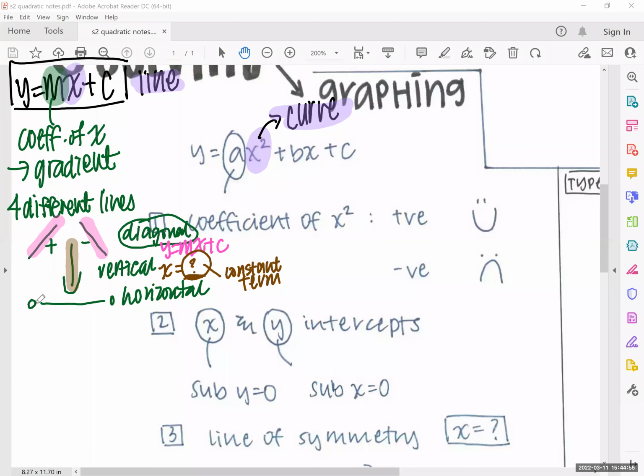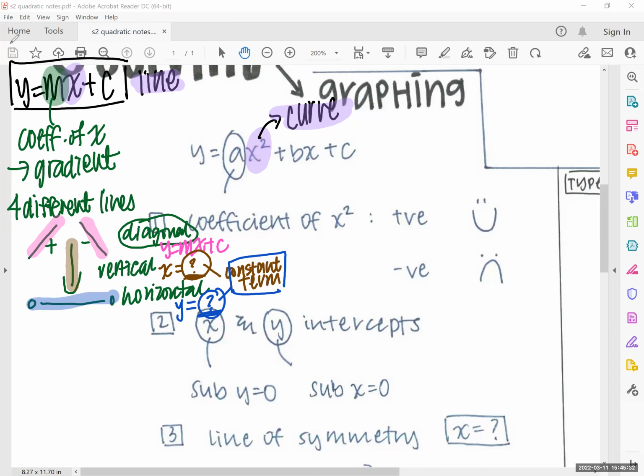What is the equation format for a horizontal line? y equal to something, and that something is also a constant term. Okay, so these are the 4 different lines. You need to know the gradient, you need to know the equation format and memorize them, because this will always be tested in Set 1, Set 2, Set 3, and Set 4. It will come back every year.